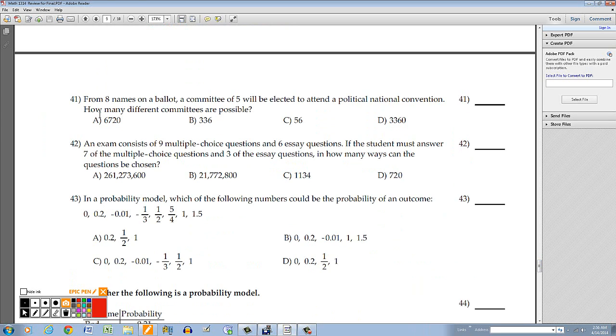For number 40, it says from 8 names on a ballot, a committee of 5 will be selected to attend a political national convention. How many different committees are possible? This is 8 things, and you're going to take 5. So it's combinations, 8 things taken 5 at a time. Using your calculator again, on the main screen, 8, and then go to the math menu, select the function for combinations, then type in the 5, hit enter. You should get 56.